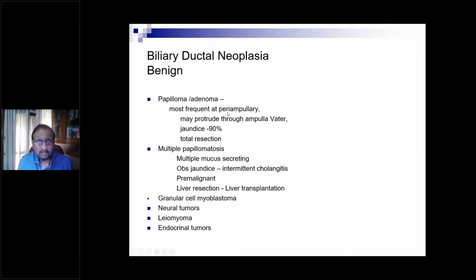Why? Because they are most frequently at the periampullary region, and they jut out like villi, like a small papilloma into the ampulla. Jaundice occurs in 90% of cases, and the treatment is total resection of the periampullary area. Multiple papillomas are mucous, with intermittent cholangitis, and are pre-malignant. That is again very important: pre-malignant. And you have to go in for liver resection with liver transplantation in those patients who have multiple papillomatosis.